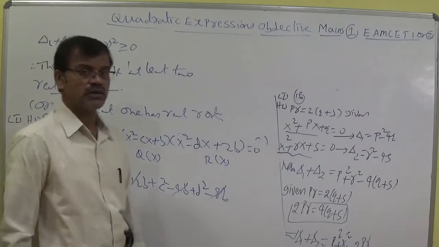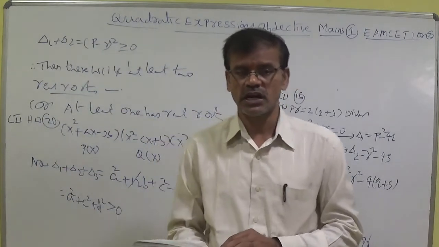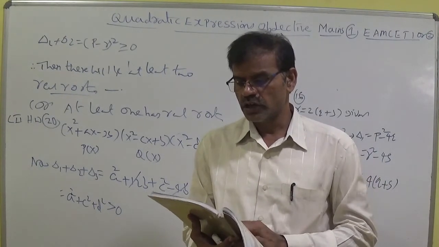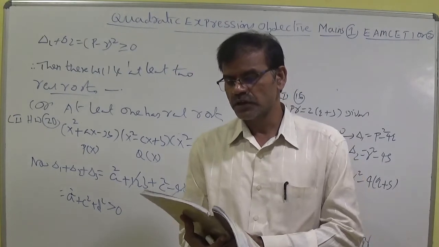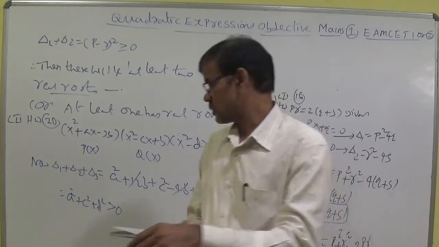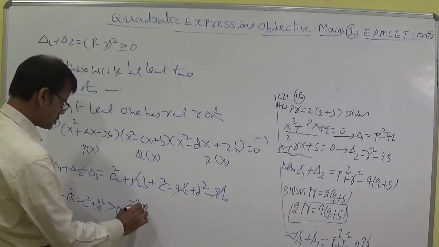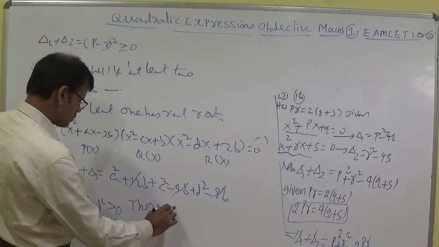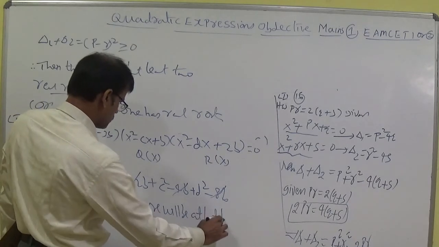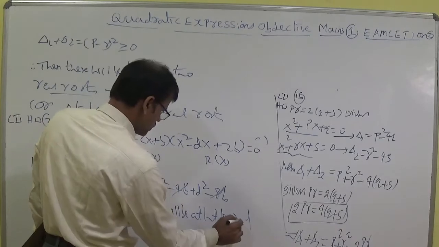Whenever delta 1 plus delta 2 is greater than 0, in the similar way delta 1 plus delta 2 plus delta 3 greater than 0 we got here. So we can say that there are at least 2 real roots. According to the option of the 20th question, yes, first option. There will be at least 2 real roots.